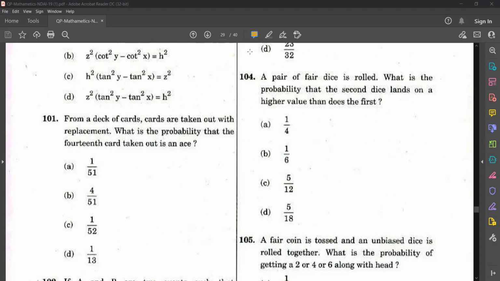Today we'll be seeing some previous year maths questions. See the question number 104. Question number 104. A pair of dice is rolled. What is the probability that the second dice lands on a higher value than does the first?